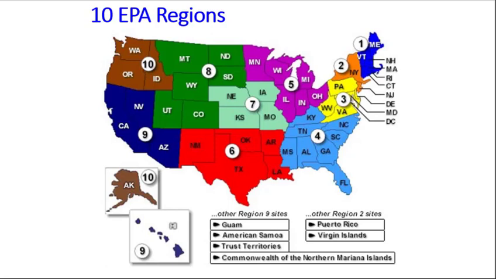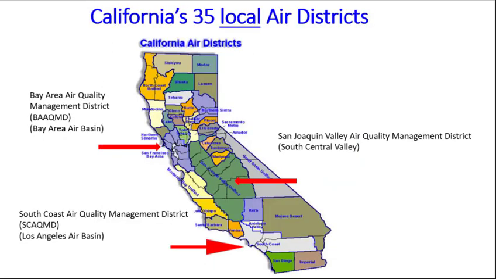EPA is divided into various regions across the country. California is located in EPA Region 9. California has 35 local air districts. Highlighted here in this graphic are three major ones in California where air quality can be especially poor.